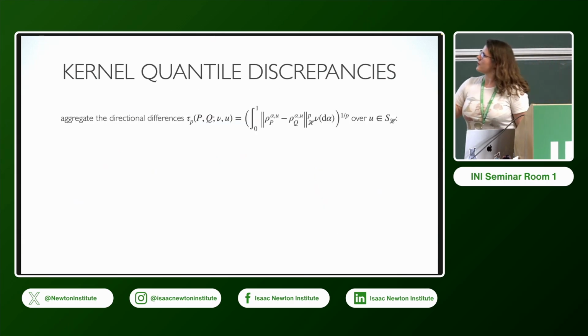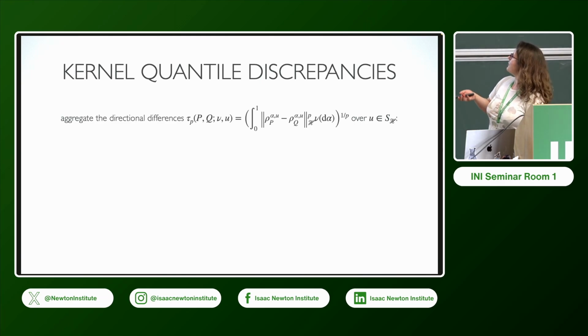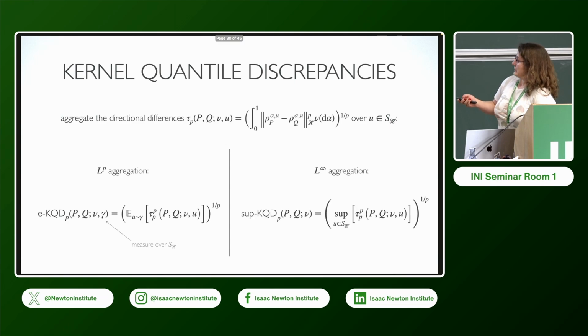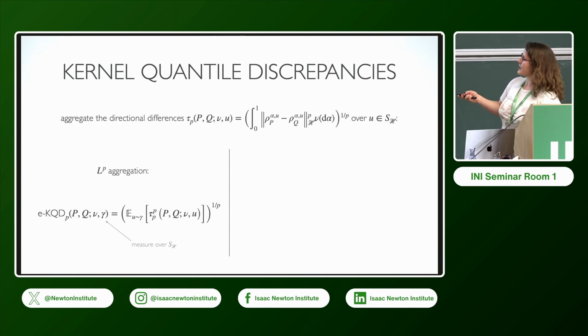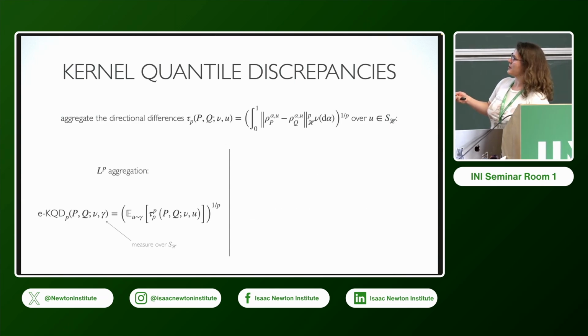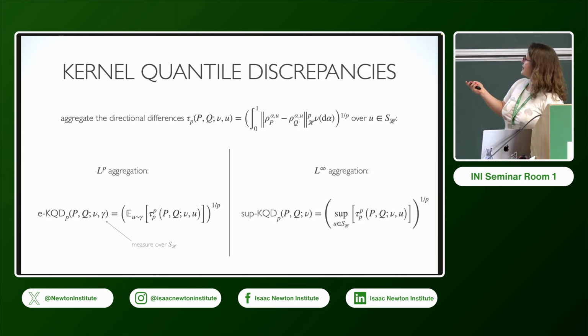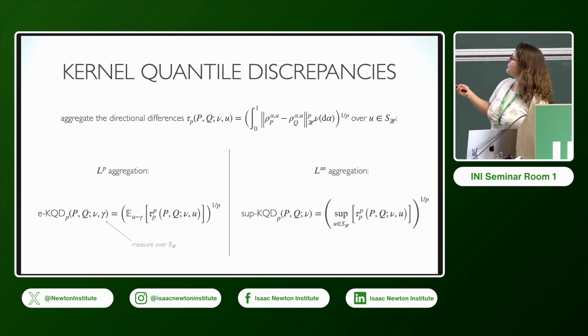And now step 2, we aggregate directional differences over all U on the unit sphere of the RKHS. We suggest two modes of aggregation: an LP1, where we're taking an expectation over U sampled from some measure over the unit sphere, with some power to preserve it being a distance, and a supremum type of aggregation where we just take a supremum over all U on the unit sphere.